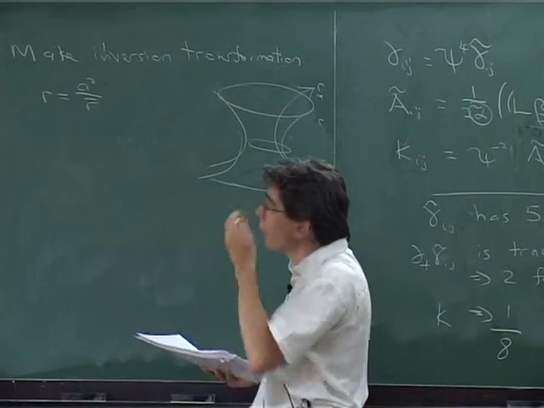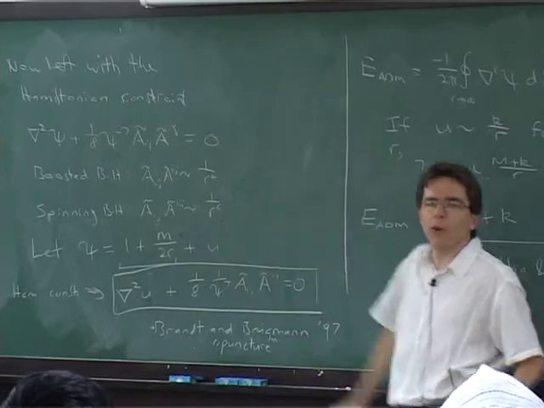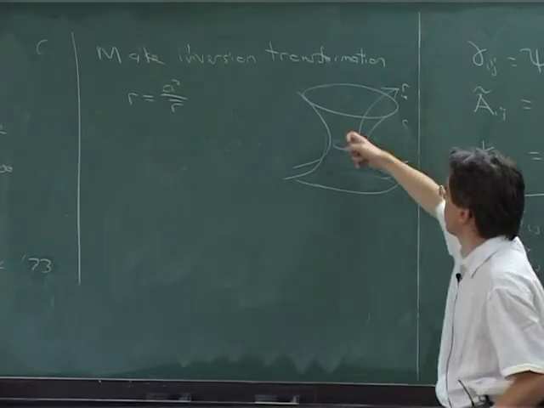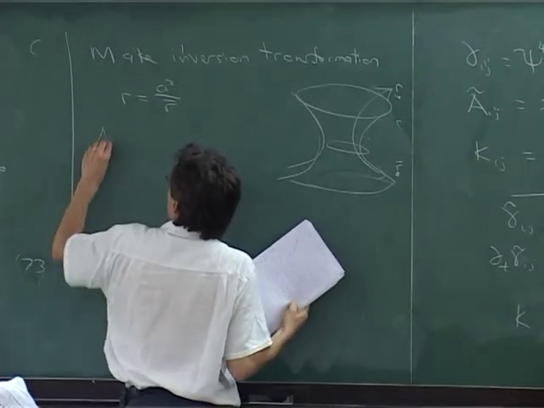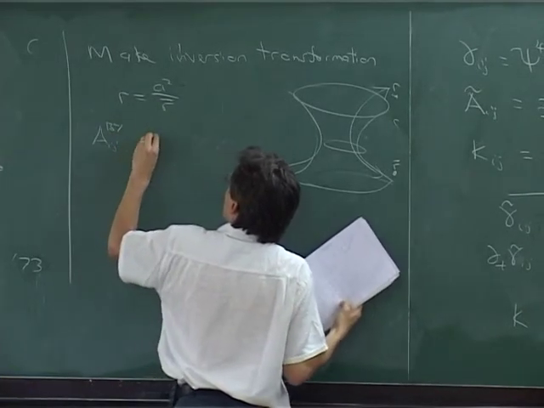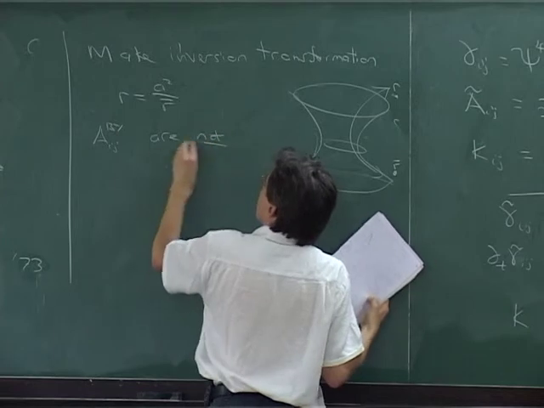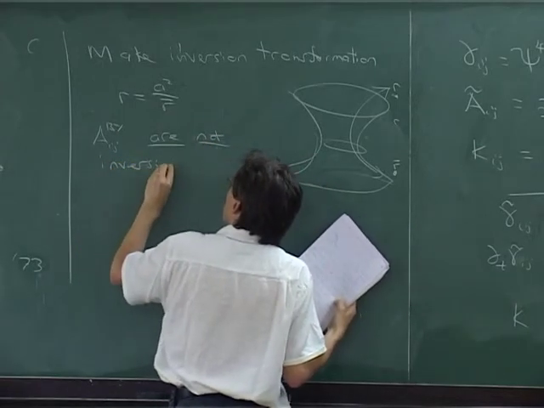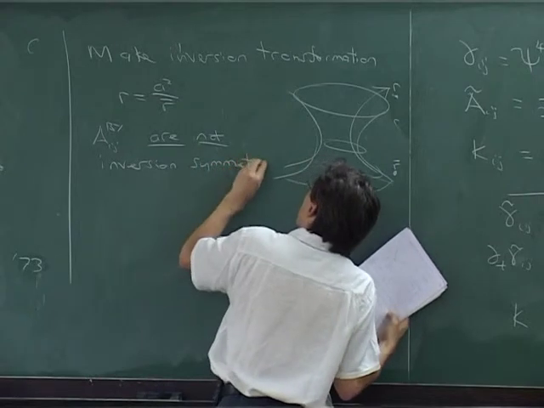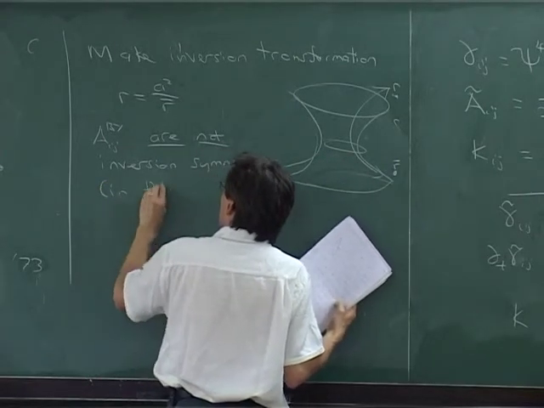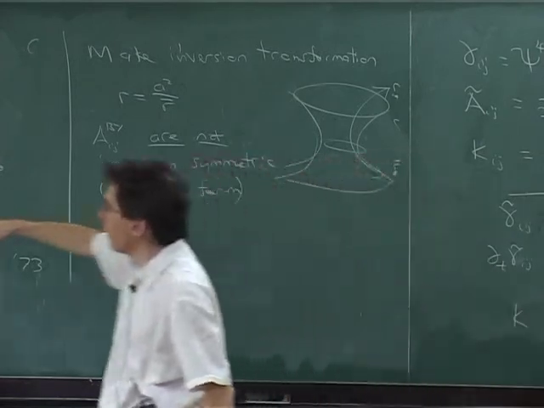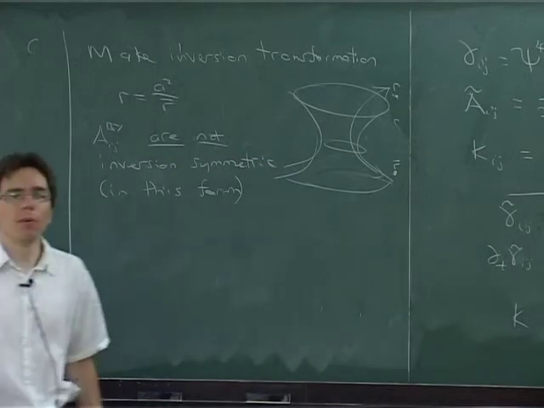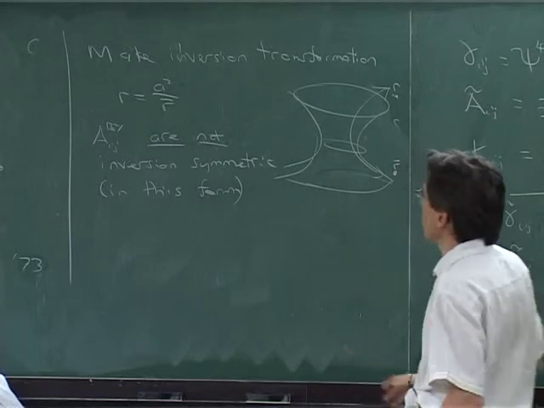If you make this transformation, it turns out that this form of the extrinsic curvature is not symmetric under an inversion. So with this extrinsic curvature, the top half is not equivalent to the bottom half as it was for Schwarzschild. The Bowen-York extrinsic curvature solutions are not inversion symmetric in this form. You can add additional solutions with higher powers of 1 over r, which will make them inversion symmetric. But as they are here, they're not inversion symmetric.